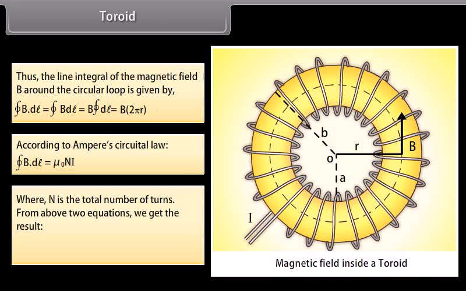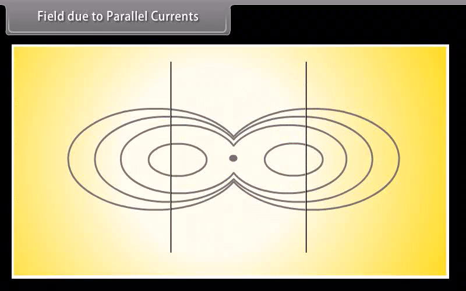From the above two equations, we get the result B is equal to mu naught Ni divided by 2 pi r. Field due to parallel currents. It represents the combined magnetic field due to two parallel conductors carrying current in the same direction. The pattern of the magnetic field indicates attraction between the conductors.